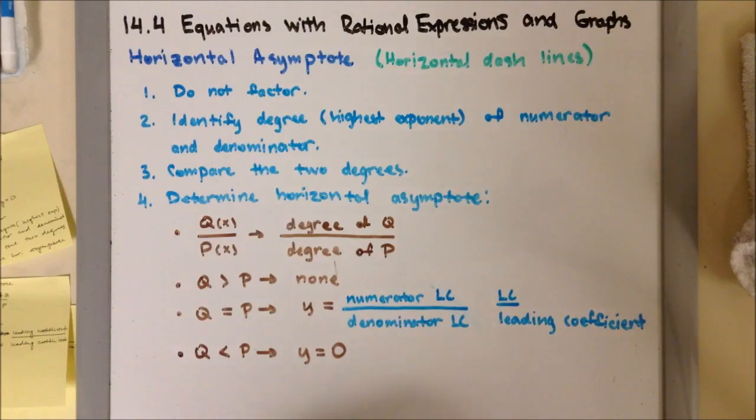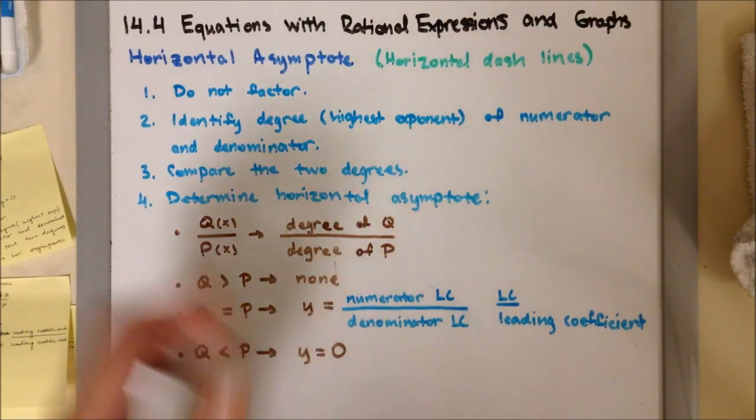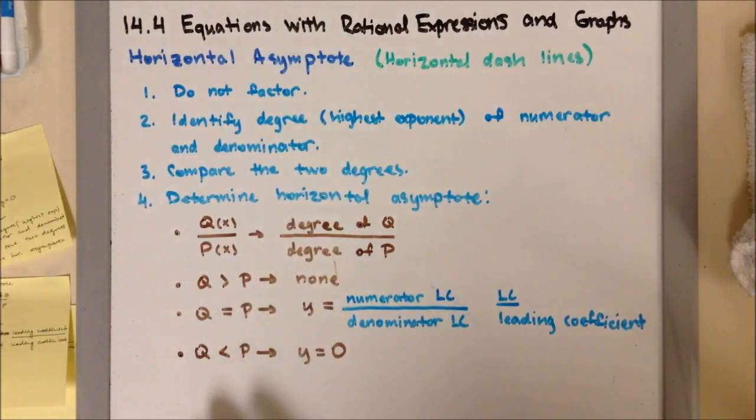Step 1. When you're given a rational expression, do not factor. Don't worry about factoring. If you're asked to find horizontal asymptotes, go back to the original problem, or if you were just given a rational expression and you were asked to find horizontal asymptotes, then just look at the original problem. Don't worry about factoring.